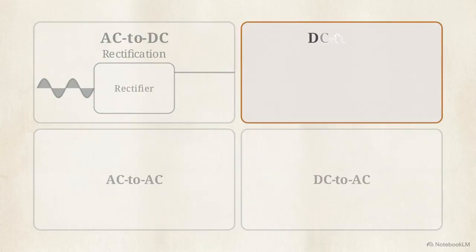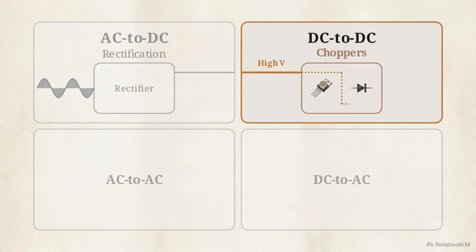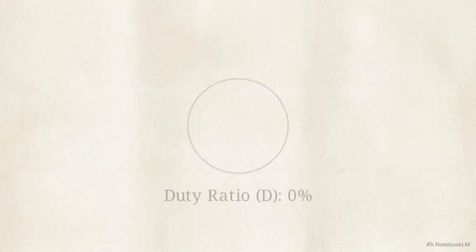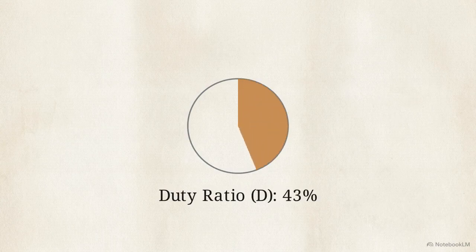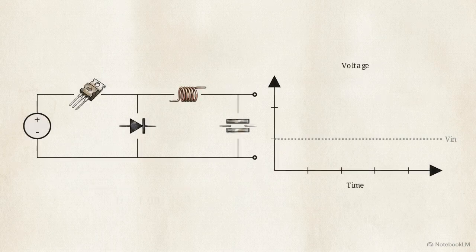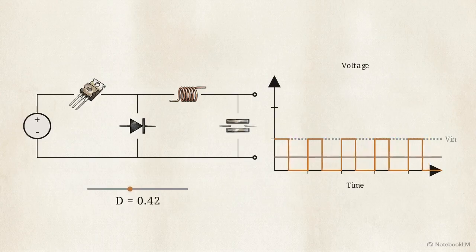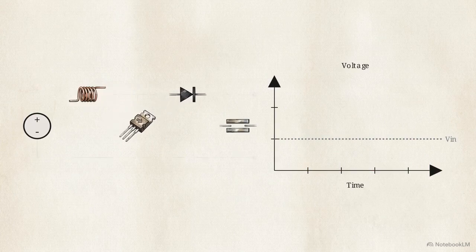That brings us to the second quadrant of the matrix, DC to DC conversion, achieved through elementary chopper circuits. The primary operational lever in this domain is the duty ratio, represented as D. It is the exact percentage of time the active switch is closed during a single cycle. This buck converter steps down voltage by fracturing the DC input. As the slider drops below 1, the switch spends less time closed, and the averaged output voltage line drops proportionally.